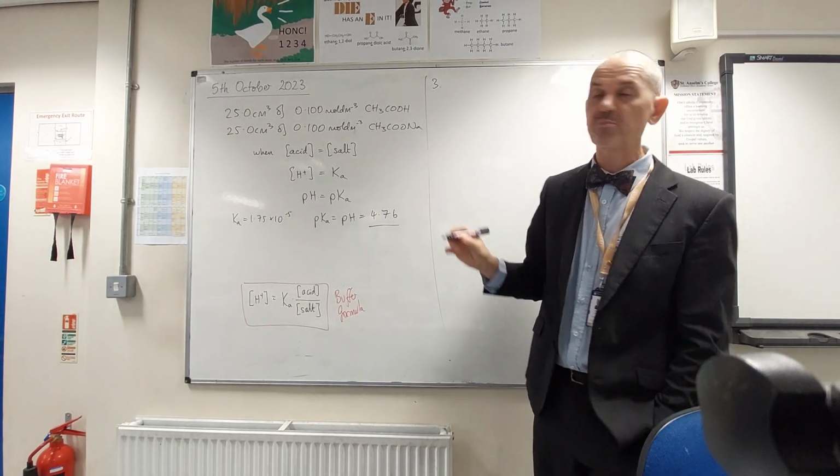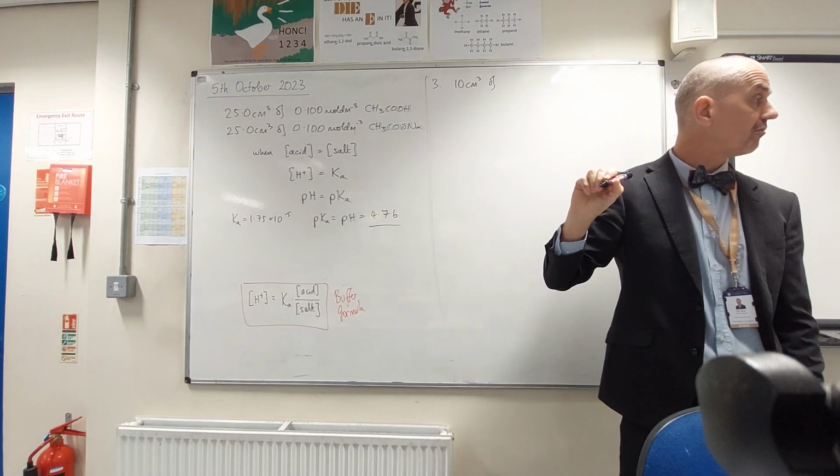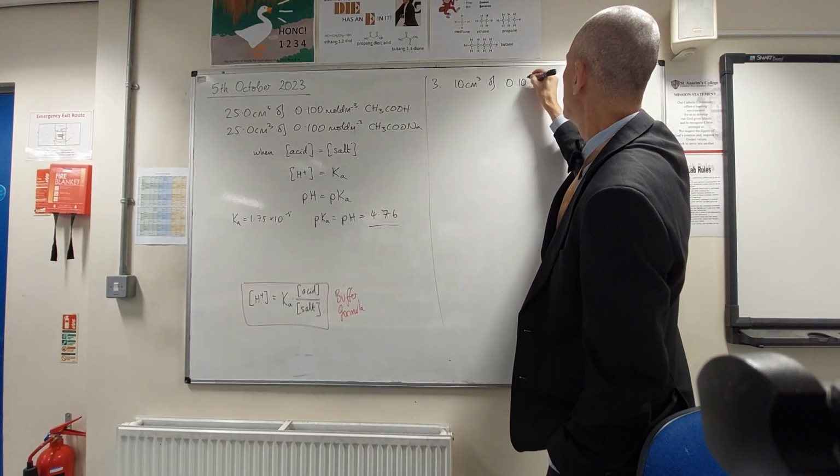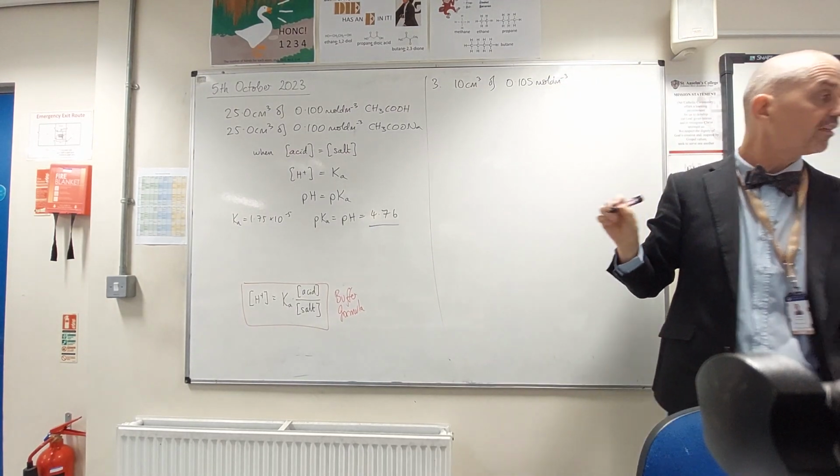So calculate the pH of the buffer formed when I add 10 centimeters cubed of 0.105 mole per dm cubed sodium hydroxide.